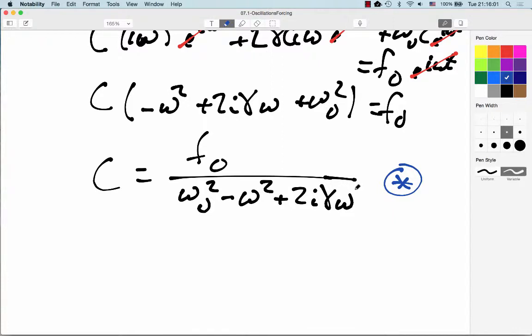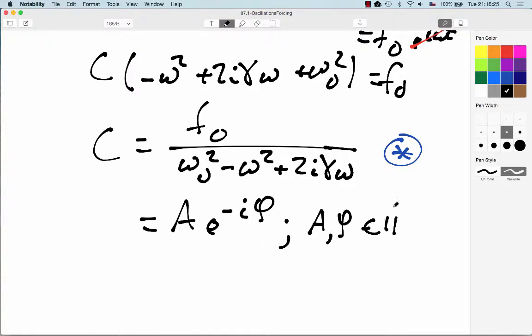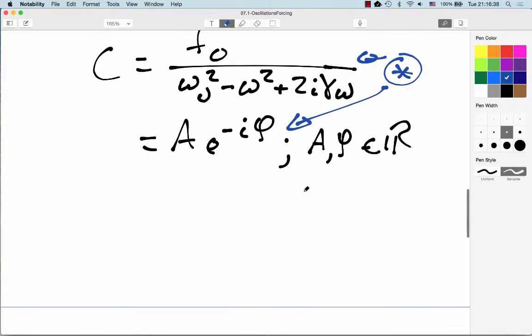This will need that in a moment. Alright, well this is some sort of ugly something or other. But it is complex, and anything complex can be written as A e to the minus i phi, where both A and phi are real. So that's good. This is also part of that same starred thought we'll be revisiting in a moment.